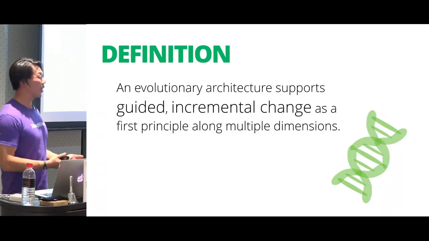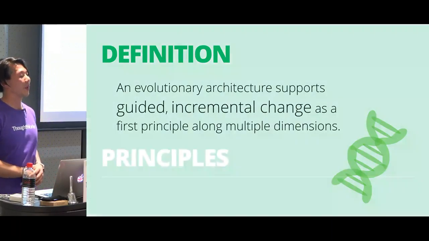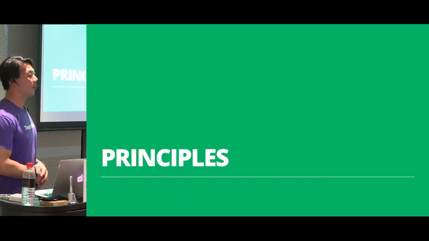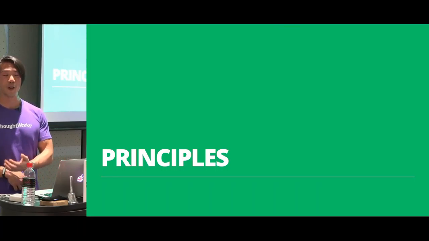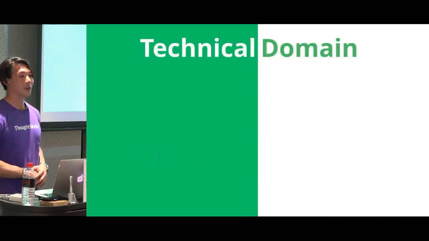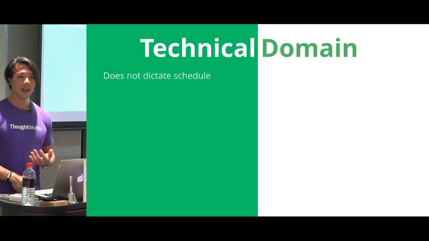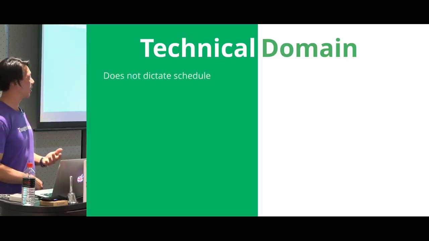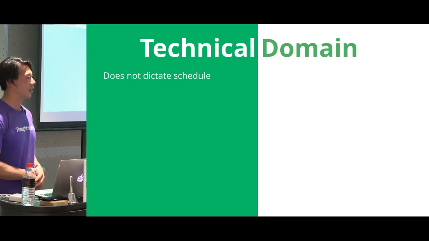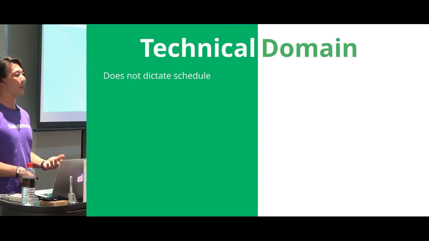I guess maybe the next question is, well, how do you get there if that's what you really want to get to? And this is where we're going to explore a set of principles. And like all good things in software, we need to balance out not just the technology needs, but also those business needs. So we'll have a look at some of these principles from our technical and domain perspective. The first one is that the technical constraints of our system should never, ever dictate schedule of change. So whenever the business wants to make change, we should be able to release that really rapidly.